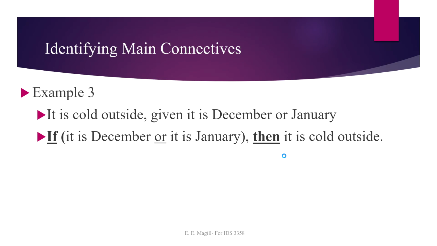And now we can finish our symbolization. So now we have, in parentheses, "it is December," "it is January." So D, that V for the disjunction, J, and then horseshoe C for "it is cold outside."